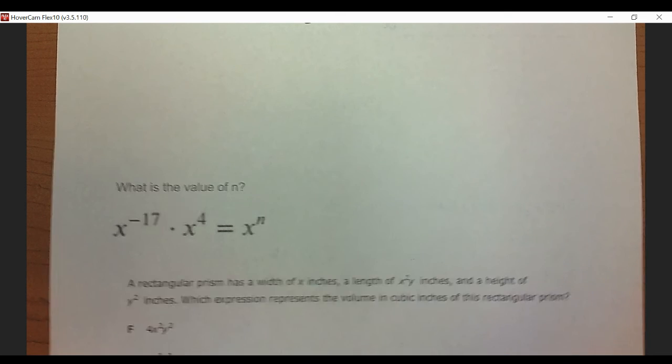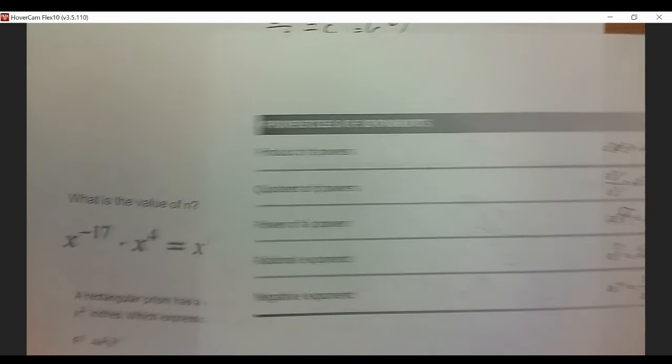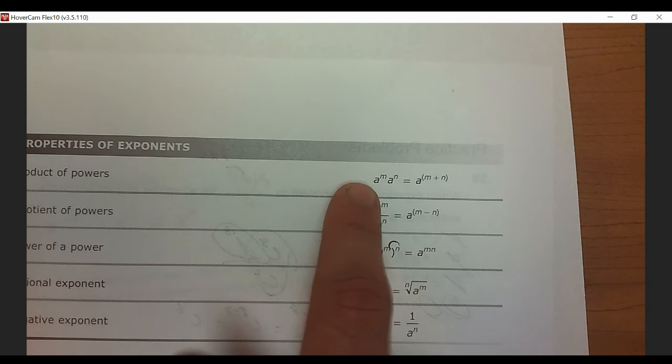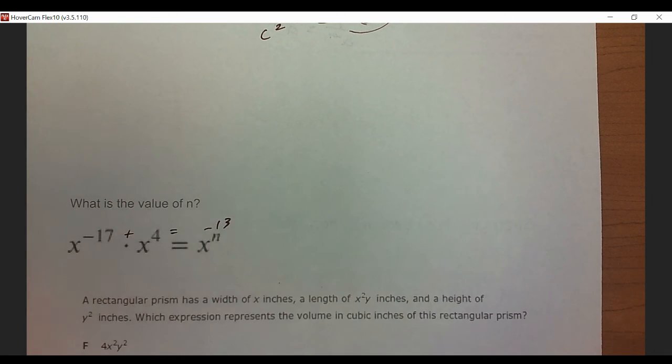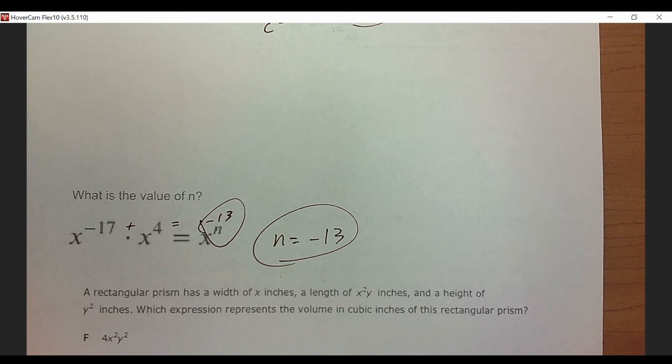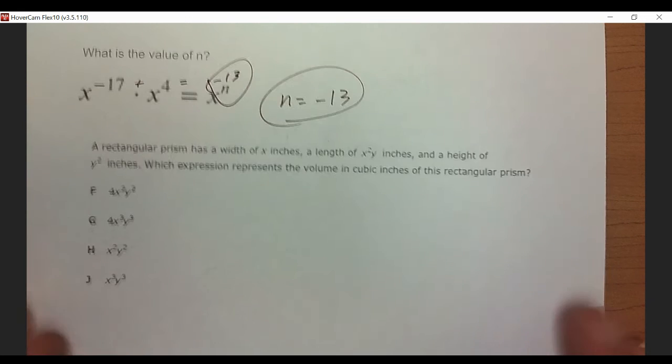I'm going to show you that right now. I look, which rule has two letters side by side. So it's x to the negative 17 times x to the 4. That's our top rule, a to the m times a to the n, side by side. All we got to do with the little numbers is add them. So I got negative 17 plus 4. That's equal to negative 13. Just type that into your calculator. There's our answer right there. n is equal to negative 13. Done. We type in negative 13, we get a question correct. Easy like that.